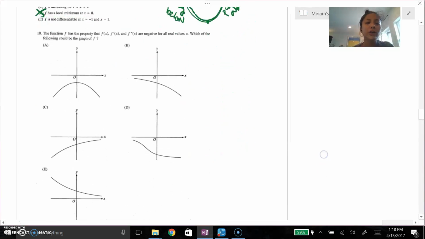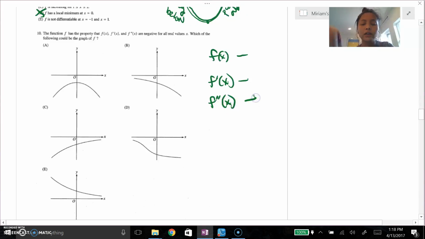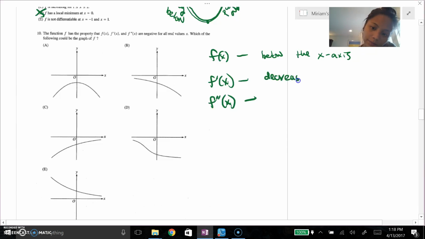Okay, for number 10, they want to find a function where f of x is negative, f prime of x is also negative, and f double prime of x is also negative. If f of x is negative, that means everything is below the x-axis. If f prime is negative, that means I'm decreasing. If f double prime is negative, that means I'm concave down.